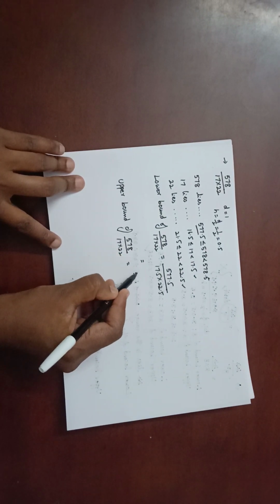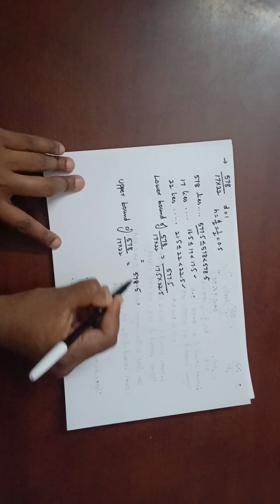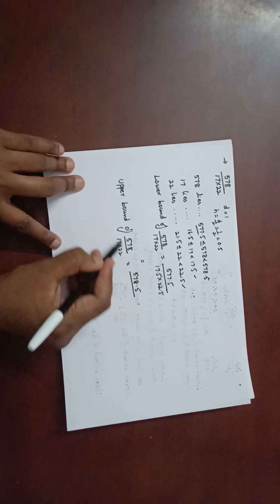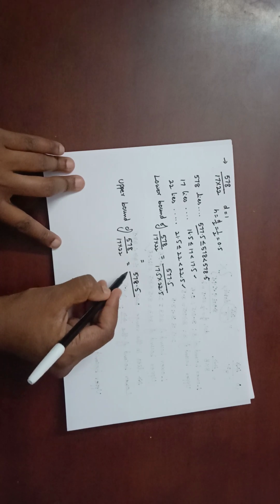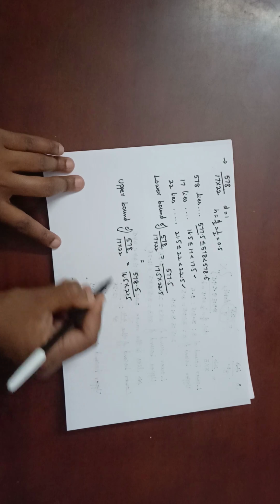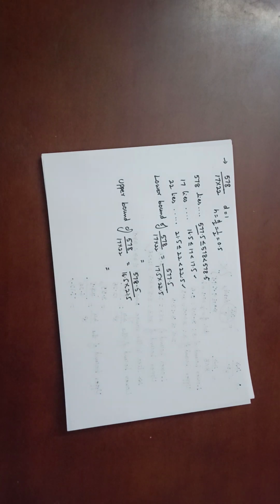So 578.5 by 17 into 22. For the denominator you should take the lower bound here. So that is 16.5 into 21.5. So you will get the result. Now see the calculation and tell me the answer. We will see the calculation. So let me get the calculation. Okay.